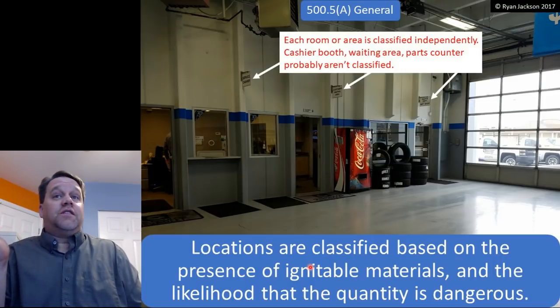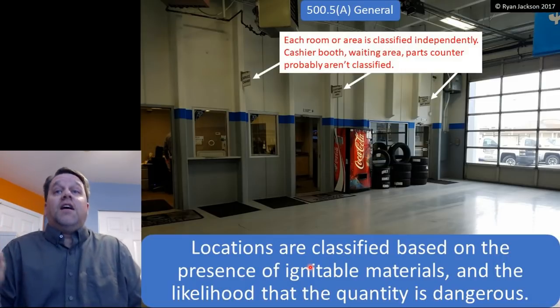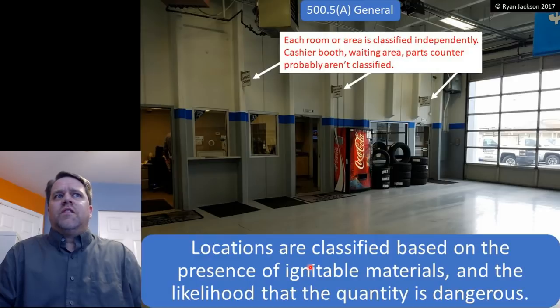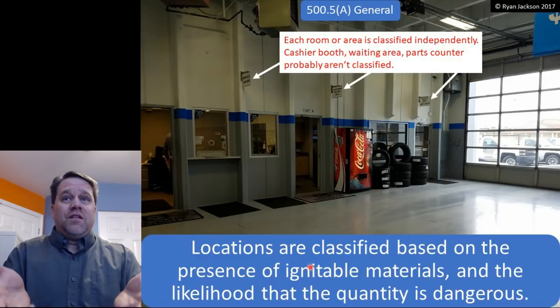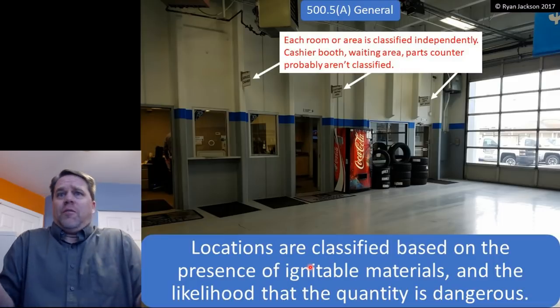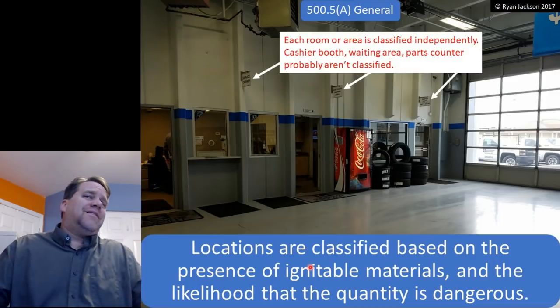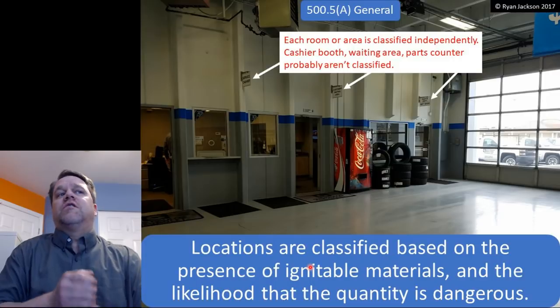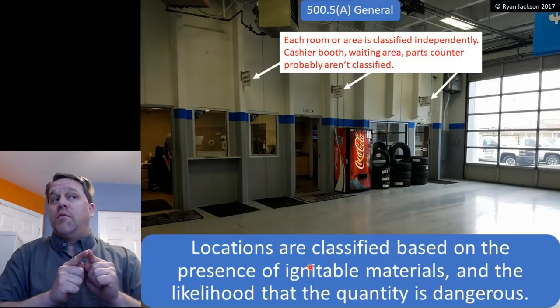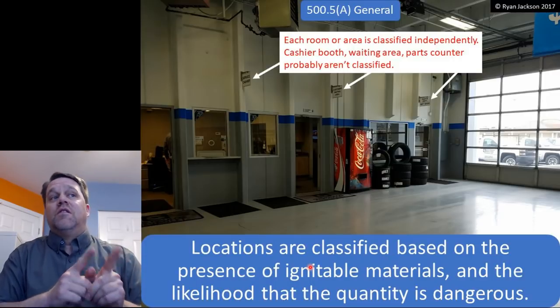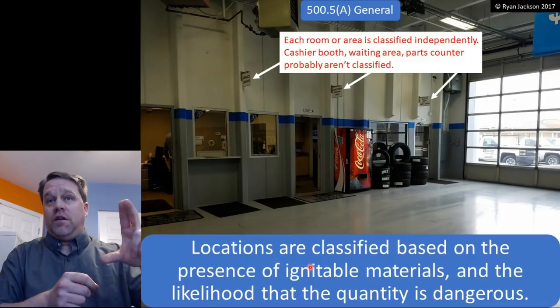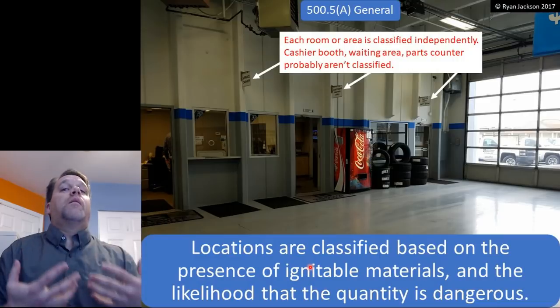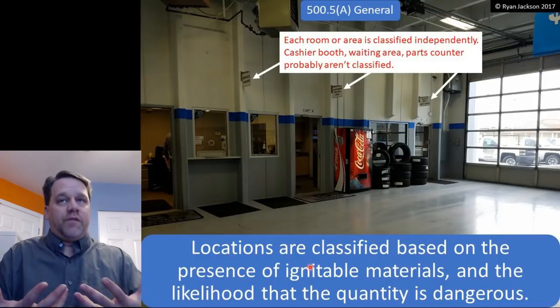Come on. It's fingernail polish remover. Yeah, it's acetone, but seriously, did you classify your bathroom as a Class 1 location? You have fingernail polish there, right? We classify areas based on whether or not you have ignitable materials and whether the likelihood that the quantity is actually dangerous. A bottle of fingernail polish remover is probably not worth classifying the area over.